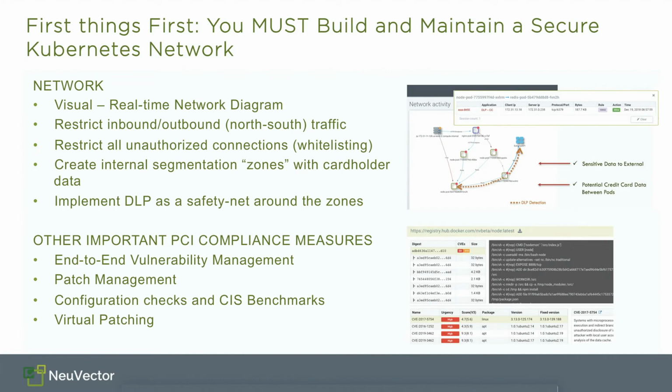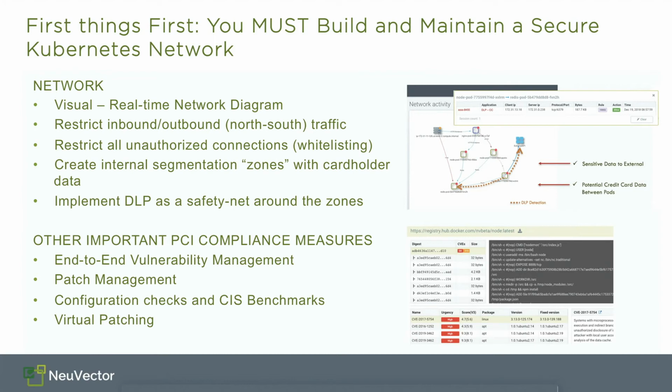You also need to create internal segmentation zones with the cardholder data, and you can then safeguard those zones with data leakage prevention, such that, as you can tell on the picture to the right, we will look in the network traffic. We will do a deep packet inspection and make sure that no cardholder data, social security numbers, or driver's license numbers are escaping those zones. That network inspection is sort of a safety net, if you will, around the zones.